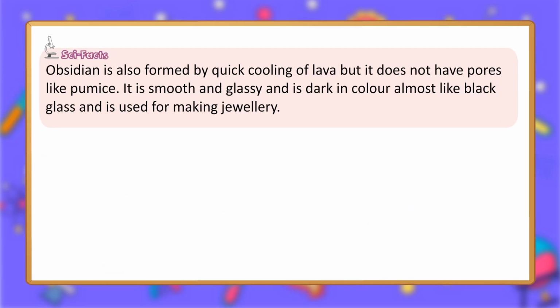Basalt. Sci facts. Obsidian is also formed by quick cooling of lava, but it does not have pores like pumice. It is smooth and glassy and is dark in color, almost like black glass, and is used for making jewelry.